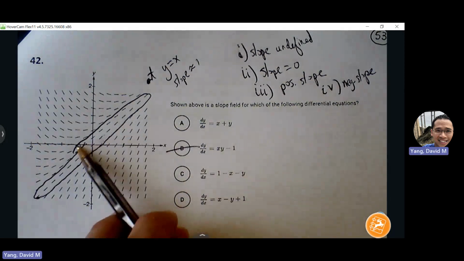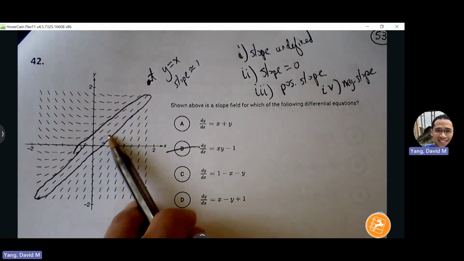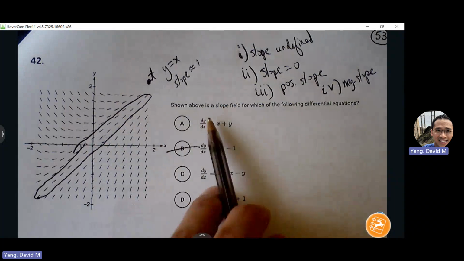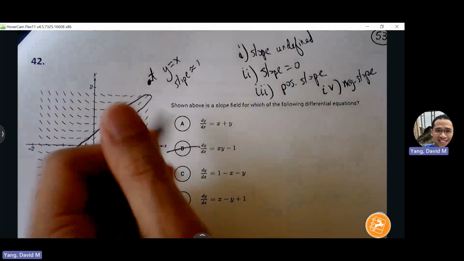x plus y, if it's truly x plus y, then 1 plus 1 is 2, 2 plus 2 is 4, 4 plus 4 is 8. It should be getting steeper and steeper. It shouldn't be staying the same slope. So I know this can't be true.